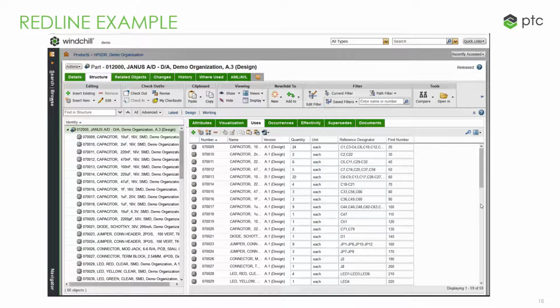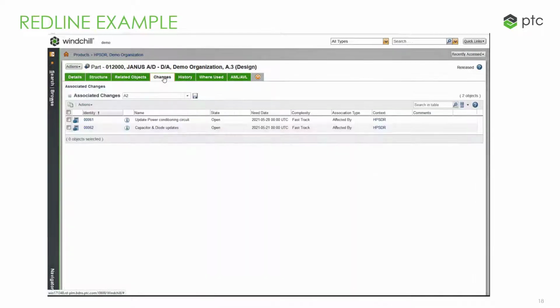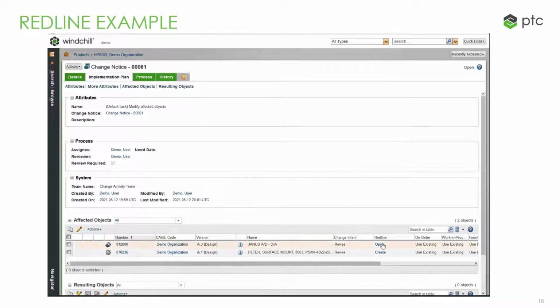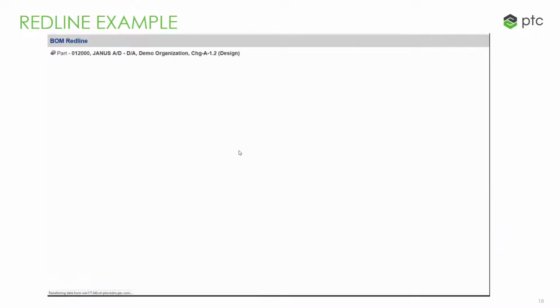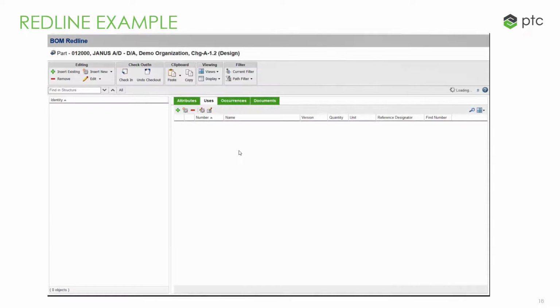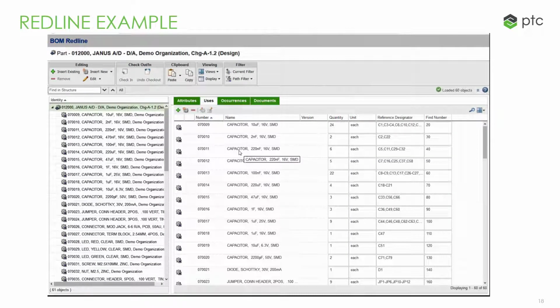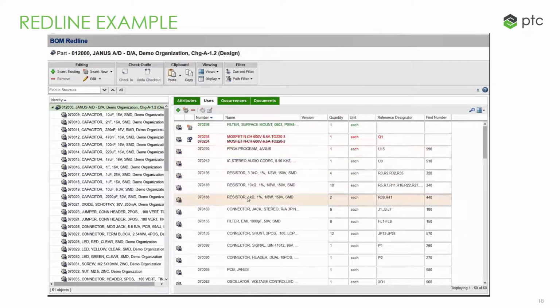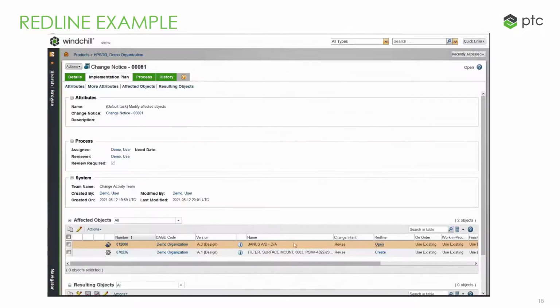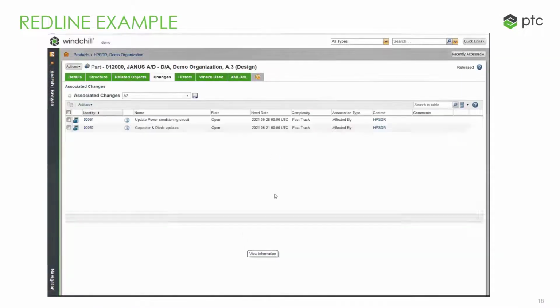And we're going to take a look at a video where I've got an A to D, D to A board, and we've got two changes, one for the power conditioning circuit and one for capacitor and diode updates. The power conditioning circuit changes are a change to a transistor. So let's take a look at the red line example. And we can see here in the bottom redline tool, we can see that we plan to replace the transistor with a different transistor as well as add a surface mount EMI filter.